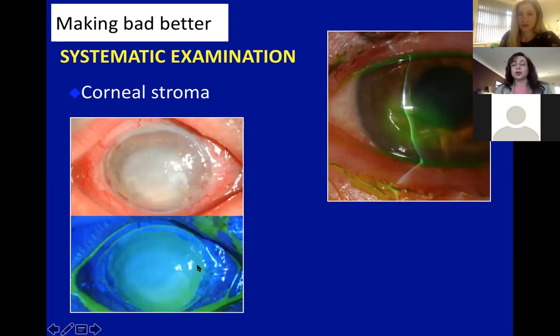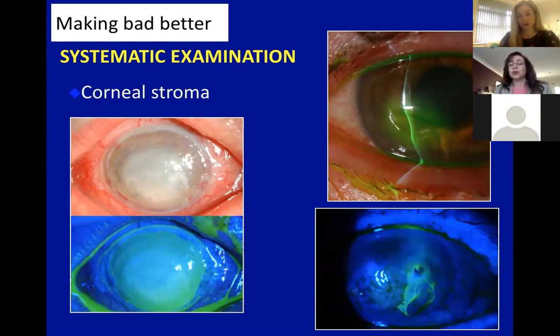So don't worry, because when you're treating the patient, the ulcer can get bigger, but the infiltrate will get smaller, then that's a sign of improvement. So you have to check the infiltrate separately to the ulcer and document each separately. And also always use a thin beam to check the amount of thinning that you have.